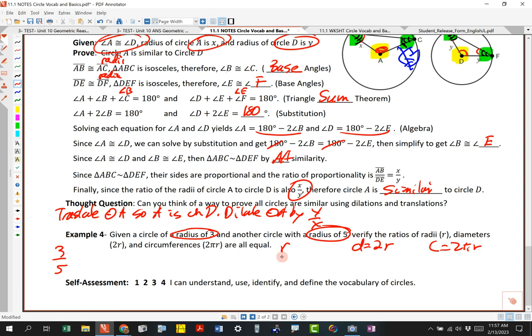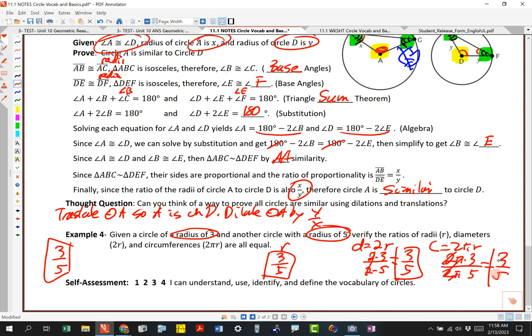So watch what happens if I plug in a 3 for the radius and a 5 for the radius. What's the ratio? 3 to 5. Does it match? Yeah. What if I do 2 times 3 over 2 times 5 for the diameter of the bigger one? If I simplify this, what ratio do I get? 3/5. If I do it for the circumference, I'm going to compare the corresponding parts, I'm going to compare the outsides. 2 pi times 3, 2 pi times 5. Cancel the 2 and the pi, what do I get? 3/5.